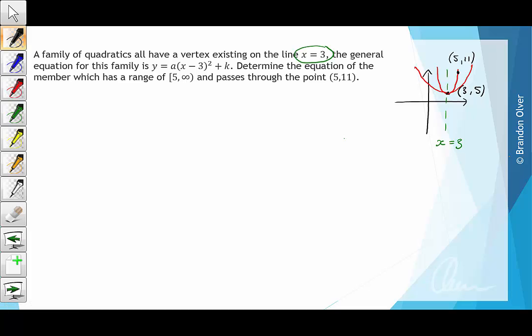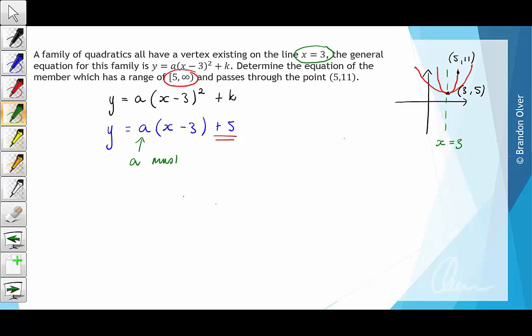So to do that, we're going to substitute in all the things we know into the general equation for the family. So we know that the general equation is y equals a times (x minus 3) all squared plus k. And now the first thing we knew was that y equals a times (x minus 3) squared plus 5. And that plus 5 here comes from the fact that the range has a minimum value of 5 and it goes up to infinity. We also know from that that a must be positive.